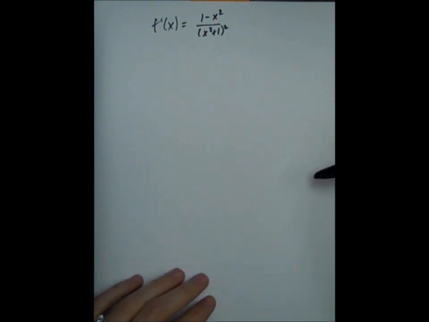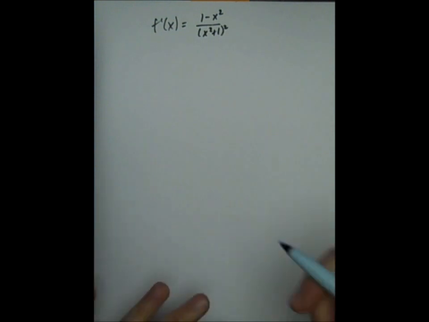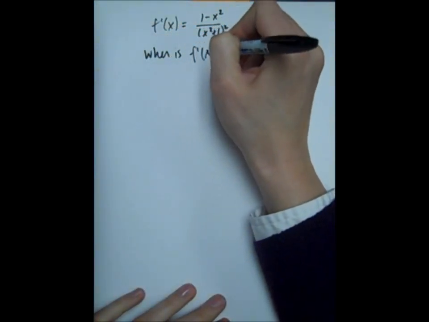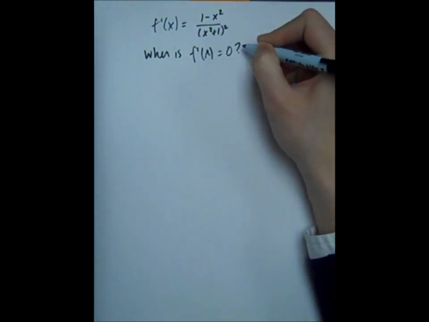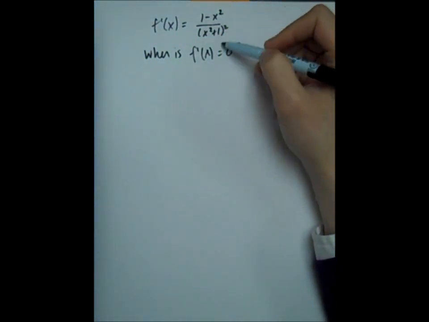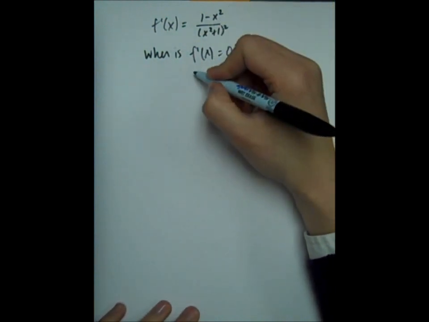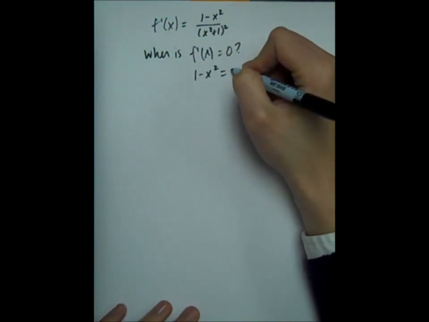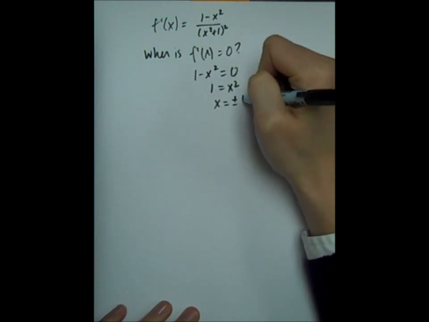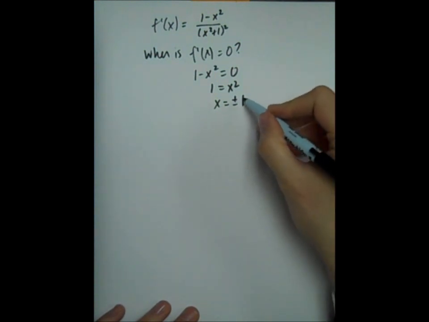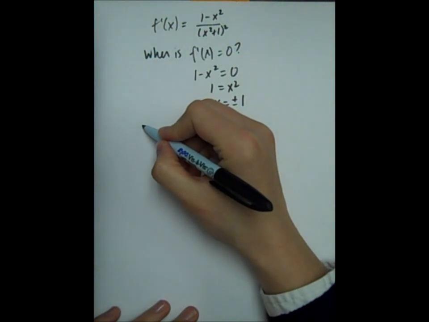The next part is: is this ever 0 or is it ever undefined? So when is f prime of x equal to 0? If you want a quotient to be 0, that means the numerator has to be 0. So I set the numerator equal to 0. I'll get 1 is x squared, which means x is plus or minus 1. So far I have two critical values, negative 1 and positive 1.